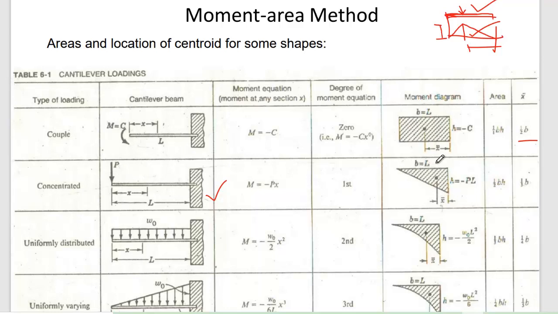So you know this distance is L, right? And that would be H. Okay, so this would be the area half BH. Okay, sorry, that should not be half, this should be 1 by 1 BH.